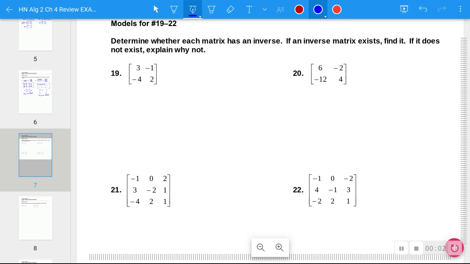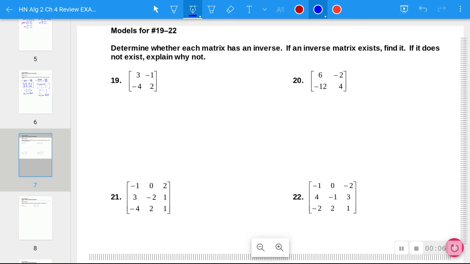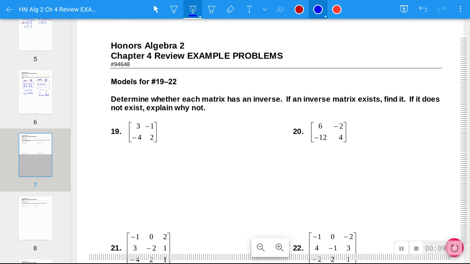Okay, this is Mr. Peterson, and we're on the Honors Algebra 2 review for Chapter 4. I'm going to do these first two problems, numbers 19 and 20, separately from the next two. The 2 by 2 inverse is what we're supposed to find, and that inverse on a 2 by 2 can be done by hand. So I'm going to remind you of how to do this.